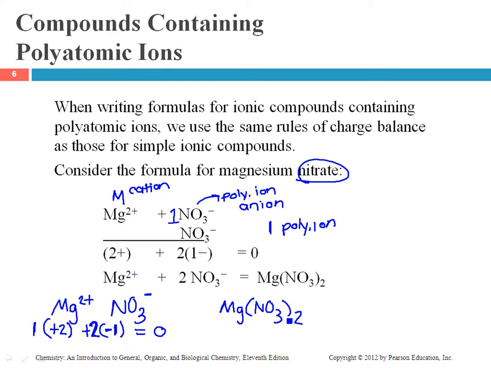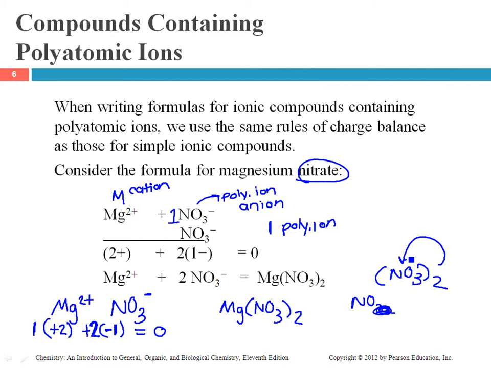Because if you didn't do this, it would look very confusing. It would look like a 32. You have 32 oxygens. It's really hard to tell. And so we would have 2 of our nitrate polyatomic ions.